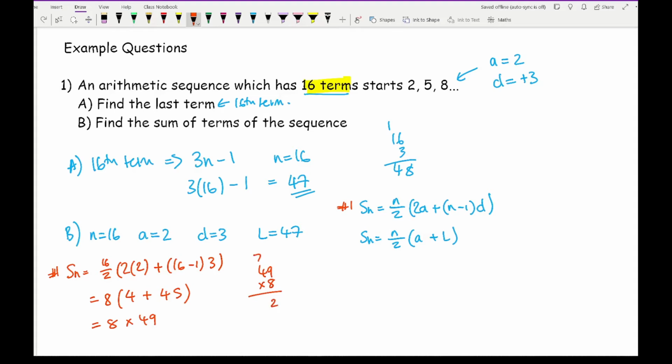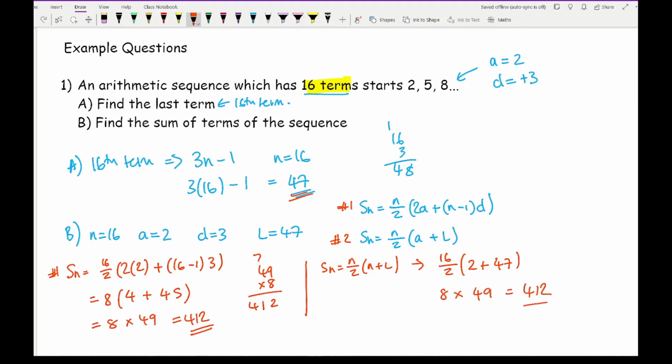And then we've got 34, so that's 41, so it's 412. Now if I then wanted to use the second formula, so using Sn equals n over 2 (a plus L), what we do is we get 16 divided by 2, and then we've got our first term, which is 2, plus our last term, which we've worked out as being 47, in which we're going to get the same calculation, so 8 times 49, which we get is 412.